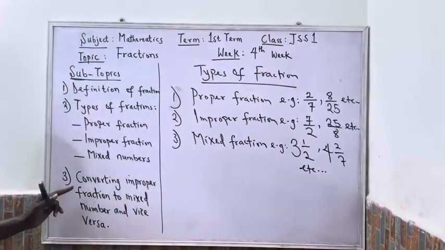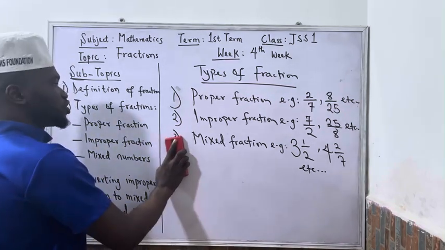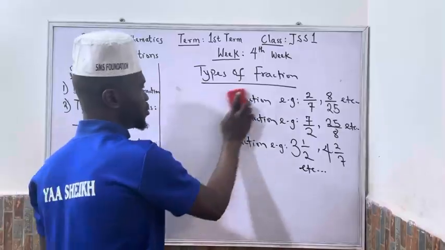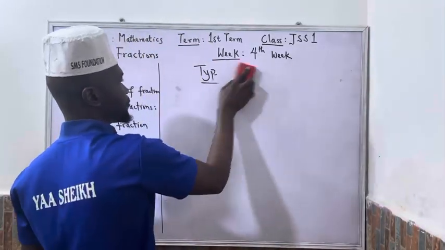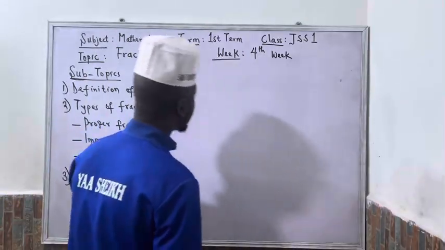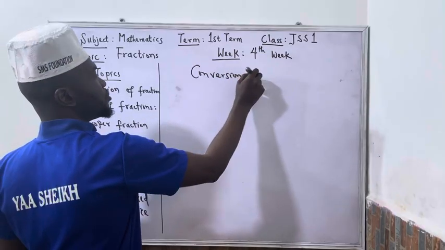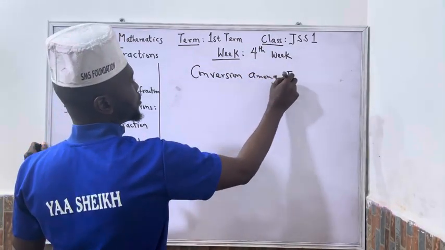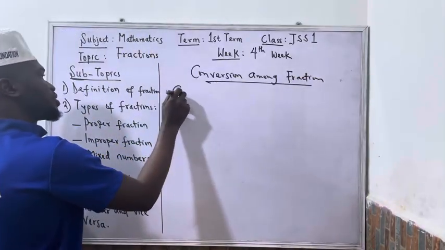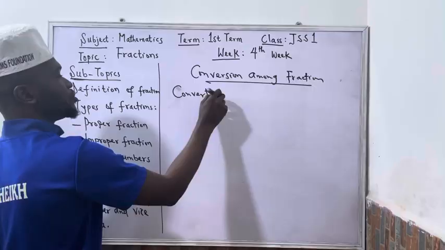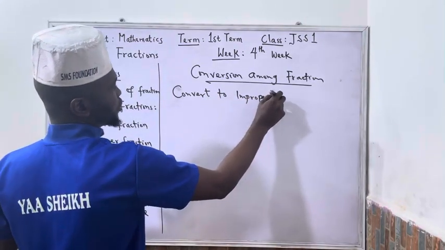So now let us see how we can convert from improper fraction to mixed and mixed fraction to improper. So let's go. That's conversion among fractions. So a question can say convert to improper fraction.